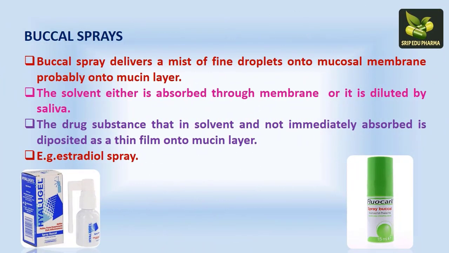Next comes buccal spray. Buccal spray delivers a mist of fine droplets onto the mucosal membrane, probably onto the mucin layer, and the solvent either is absorbed through the membrane or is diluted by the saliva. The drug substance in solvent that is not immediately absorbed is deposited as a thin film onto the mucin layer, and the example is estradiol spray. A hormonal spray is given in the form of buccal spray.